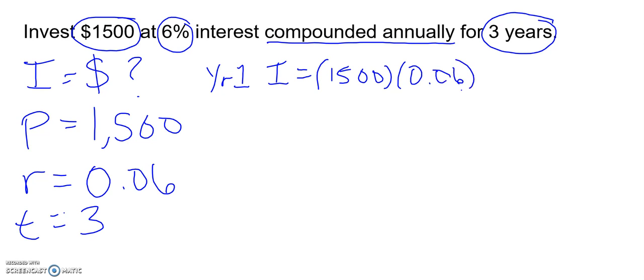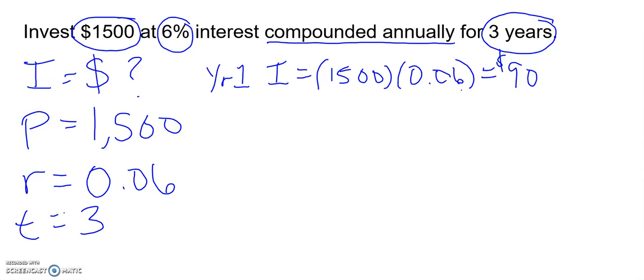And since this is just for 1 year, going back to our simple interest formula, we would multiply it by our time. But we're only calculating it 1 year at a time, so we don't need to multiply it by 1 because we know multiplying any number by 1 does not change its value. So at the end of year one, we do this multiplication, $90 in interest we've earned for that first year.